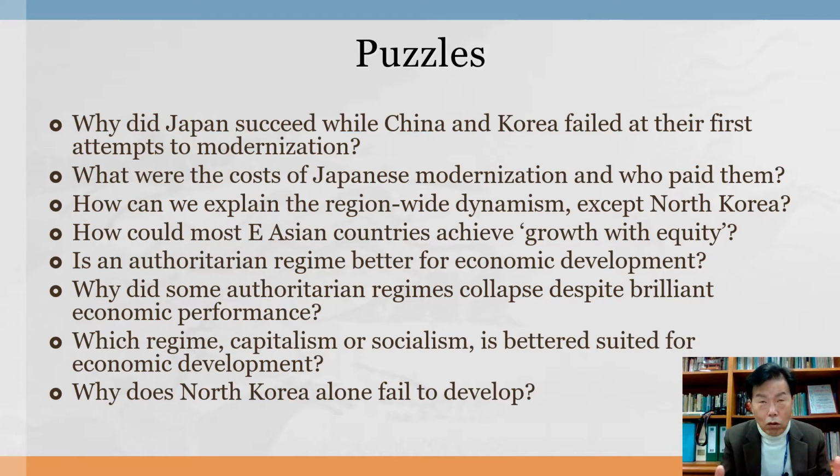The second question, these are only examples. We may address more puzzles and questions. Anyway, the second puzzle is, what were the costs of Japanese modernization and who paid them? If we look at the whole region, the whole region was very economically dynamic, with the possible exception of North Korea. North Korea seems to be an exception that proves the rule. Why? What was special about East Asia for the region to be so dynamic?